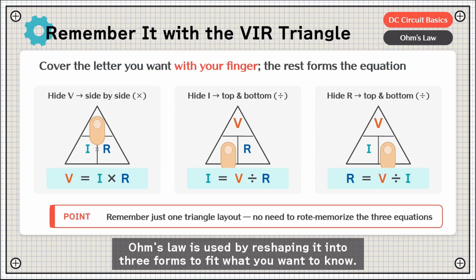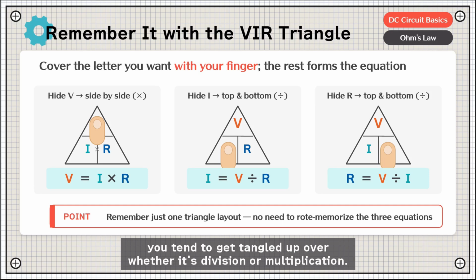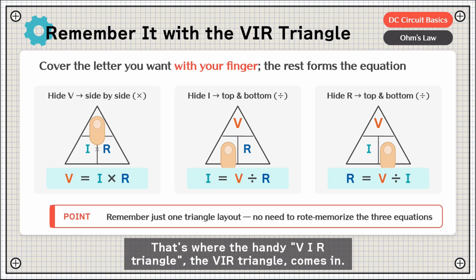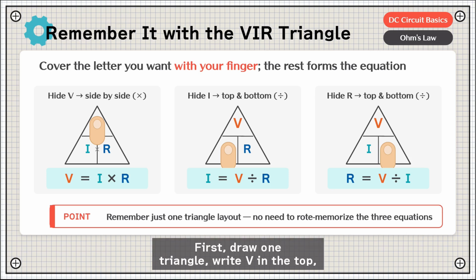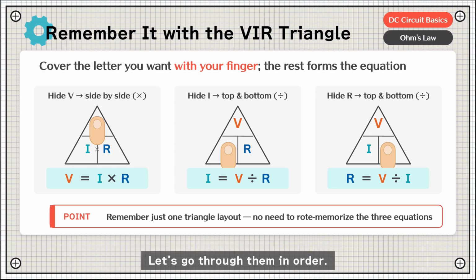Ohm's law is used by reshaping it into three forms to fit what you want to know. But if you try to rote memorize the three equations separately, you tend to get tangled up over whether it's division or multiplication. That's where the handy VIR triangle comes in. It's very simple to use. First, draw one triangle, write V in the top, and in the bottom write I on the left and R on the right, then just hide the letter you want with a finger. The arrangement of the remaining two letters becomes the equation you're after. Let's go through them in order.